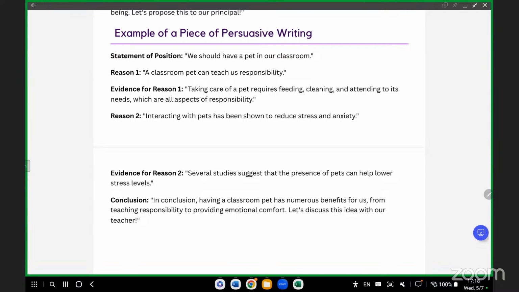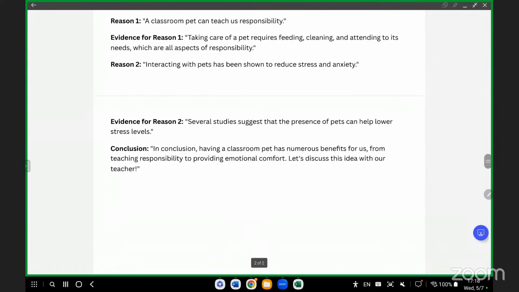Reason 2, interacting with pets has been shown to reduce stress and anxiety. The evidence for reason 2, several studies suggest that the presence of a pet can help lower stress levels. And our conclusion, having a classroom pet has numerous benefits for us, from teaching responsibility to providing emotional comfort. Let's discuss this idea with our teacher.